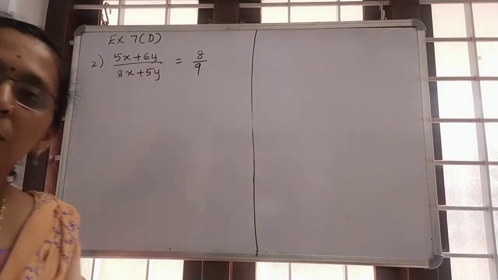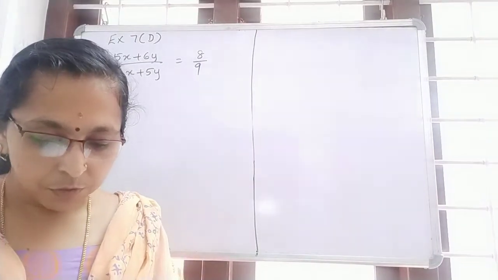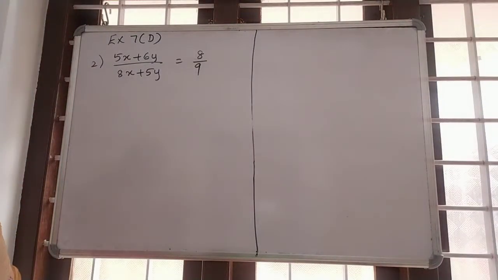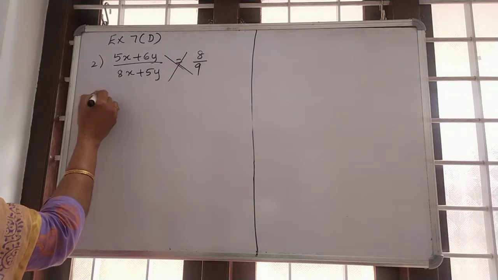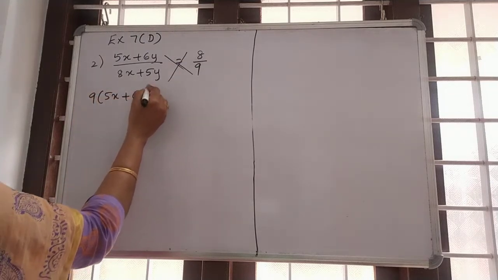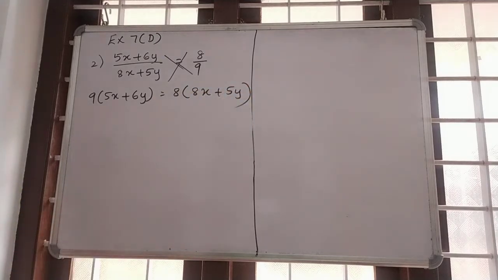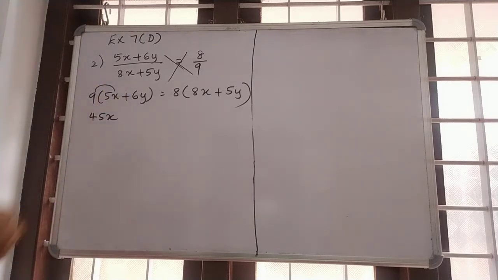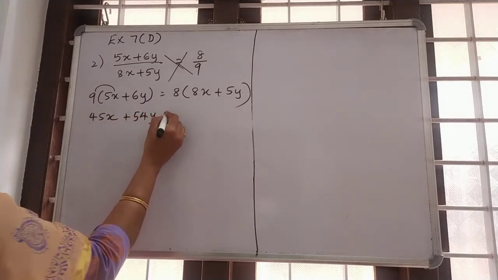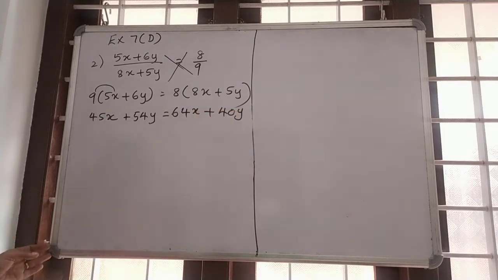They didn't mention applying the properties, so we can directly apply this cross multiplication method. 5x plus 6y divided by 8x plus 5y is equal to 8 by 9. If you are cross multiplying, 9 into 5x plus 6y is equal to 8 into 8x plus 5y. So it will be, changing the brackets, 45x plus 54y is equal to 64x plus 40y. Take x together and y to the right side.